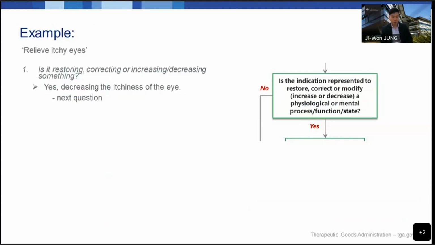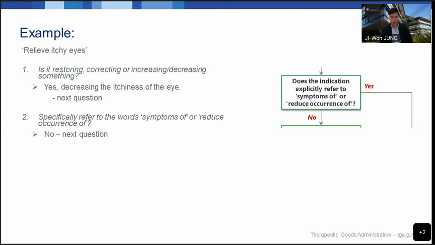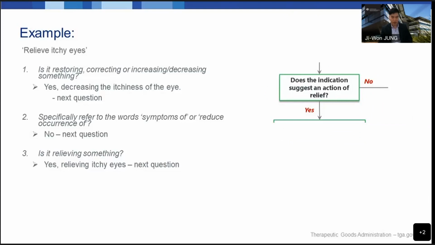So let's go through one final example, going through each of these questions altogether. So what about relieve itchy eyes? Is it essentially restoring, correcting, or changing something? And the answer to this question would be yes. It is decreasing the itchiness of the eye. Therefore, you'll go down to the next question. Does the indication explicitly refer to symptoms of or reduced occurrence of? And this one's simple. It's not talking about any of those words. So you answer no to this question and go to the next question. Is it relieving something? And in this case, yes, it is relieving itchy eyes. So go to the next question.